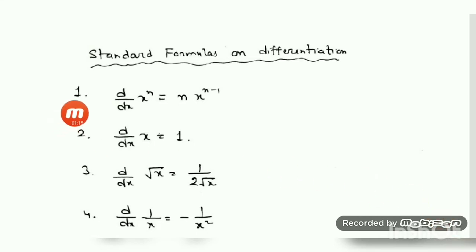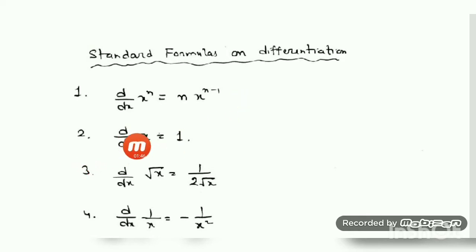Your first formula is d/dx of x to the power n is equal to n into x to the power n minus 1. That means we are going to use this formula when the power is a constant. In the case of constant power, we use this formula. And how to use it? The power will come as a product and the power of the given variable will reduce by 1. That is n into x to the power n minus 1. Okay, try to remember it.